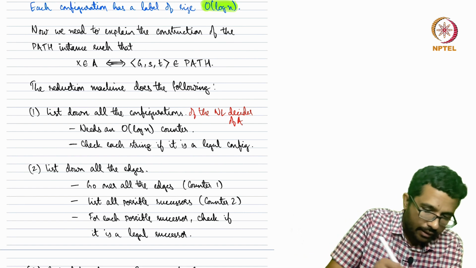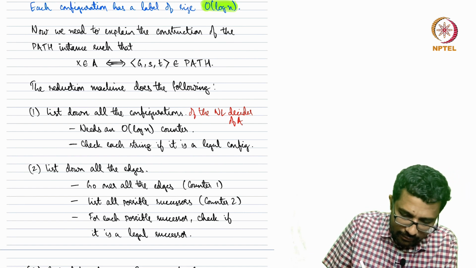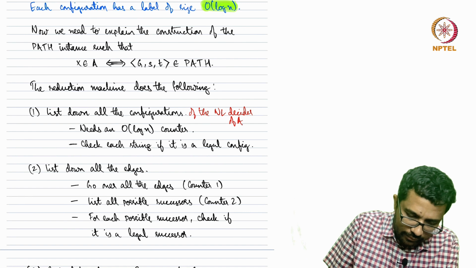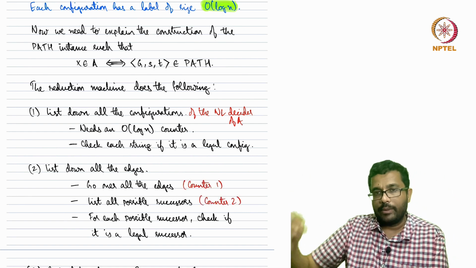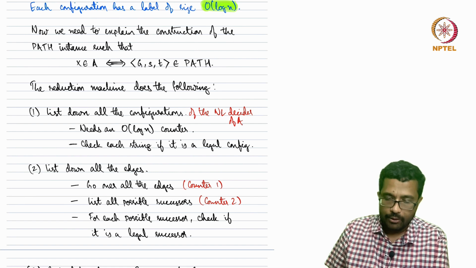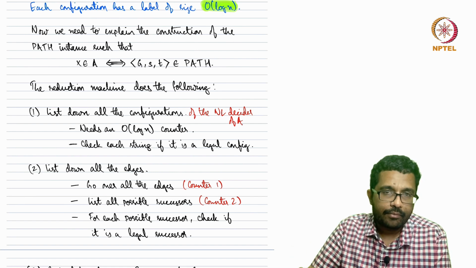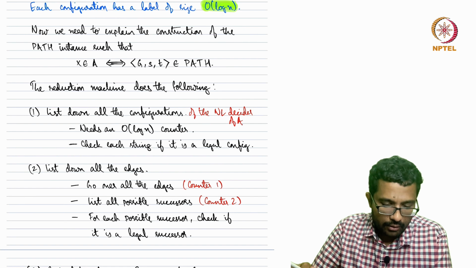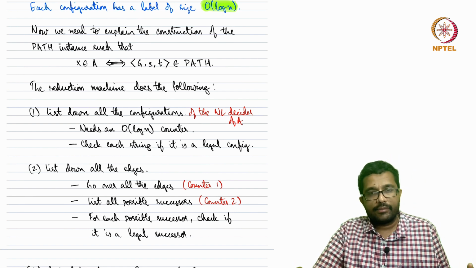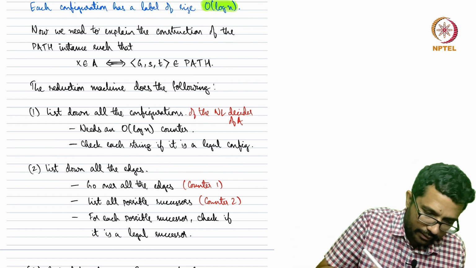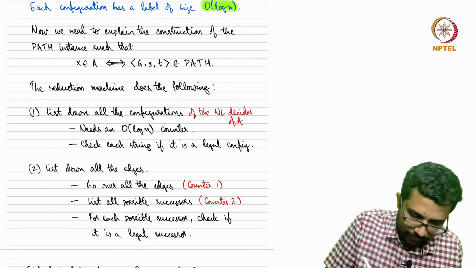Now the next thing. We have listed down all the vertices of the configuration graph. Now we need to list down all the edges. So we need to go over all the possible edges. How do we do that? There is a small error here.